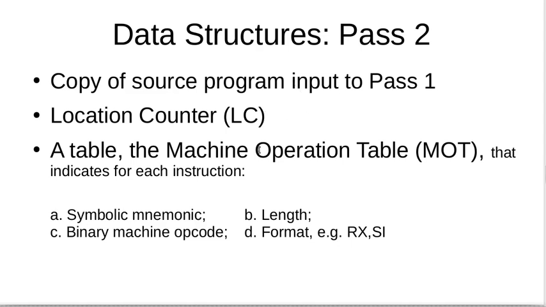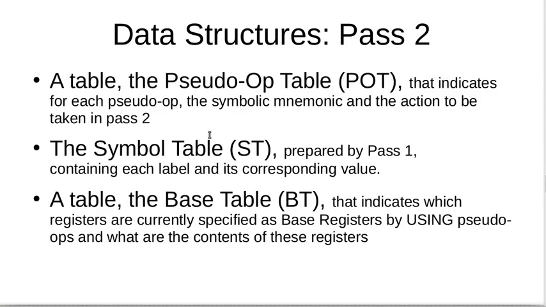Then there is the machine operation table, or MOT, which indicates the following fields: a symbolic mnemonic, the length, the binary machine opcode, and the format, or the instruction format. We have already learned these instruction formats: RR, RX, SI, etc. So these are what the machine operation table indicates. Then we have the pseudo operation table, or POT. This indicates for each pseudo op the symbolic mnemonic and the action to be taken, right?